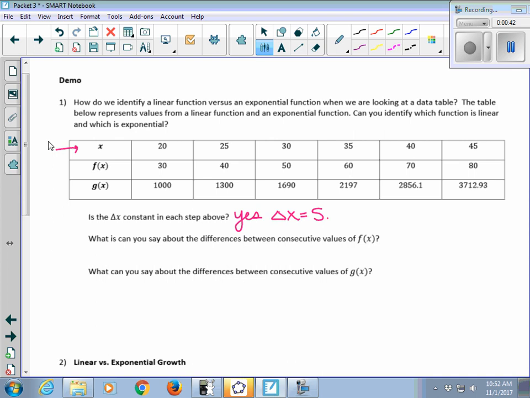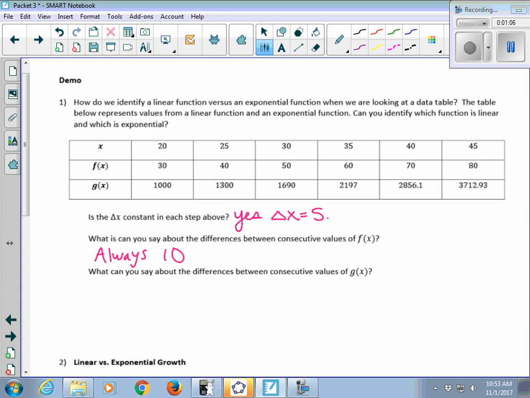All right, now I want to look at my differences, which is again subtraction, right? The differences in my values for f. So for f, I have 30, 40, 50, 60, 70, 80. My change in f is always 10, right? So the differences between consecutive values of f of x is always 10.